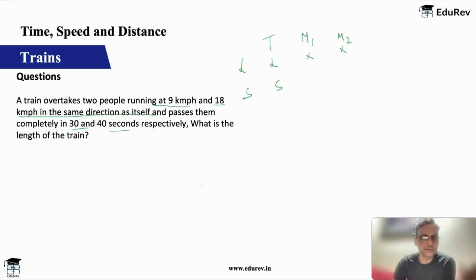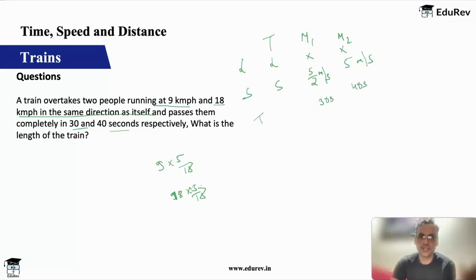Man 1 has a speed of 9 kilometers per hour. 9 means 9 into 5 by 18. So it is 5 by 2 meters per second. Okay, so kilometer per hour we have converted to meters per second, and the second person is 18 into 5 by 18. So it is 5 meters per second. So this is the data that we have. Okay, and the time taken to cross man 1 is 30 seconds and this is 40 seconds.